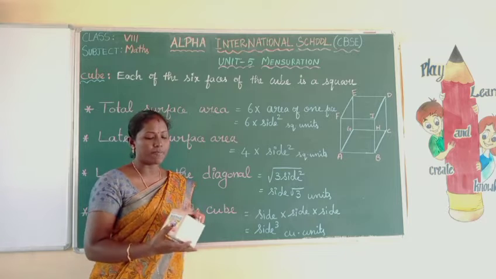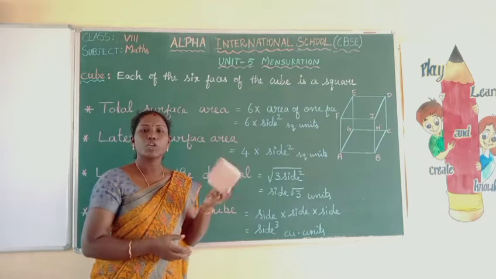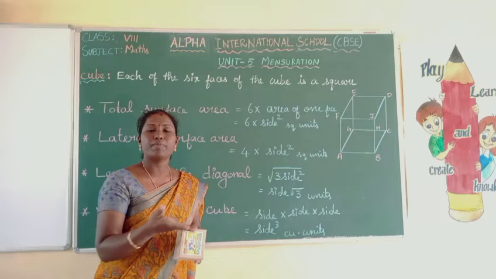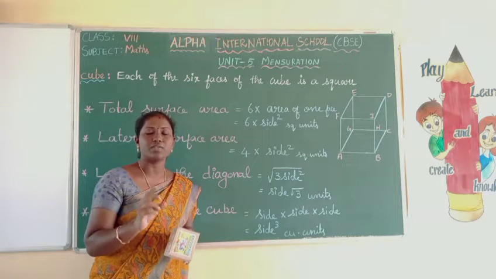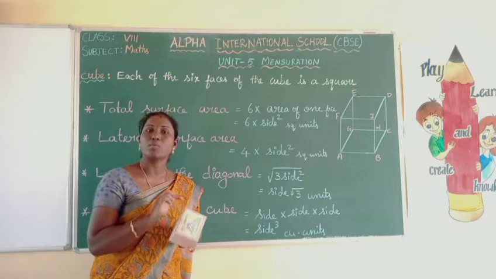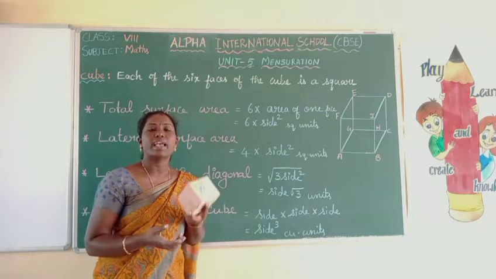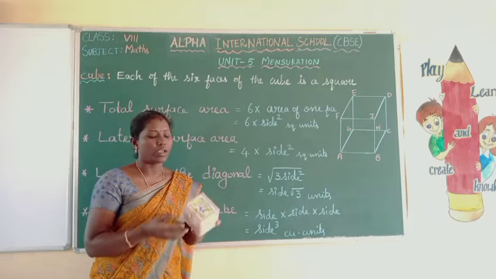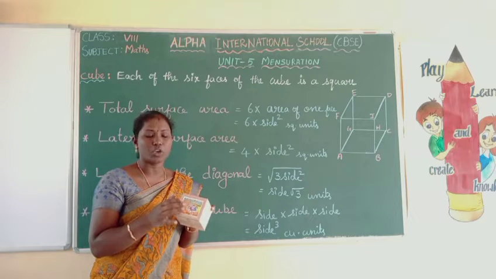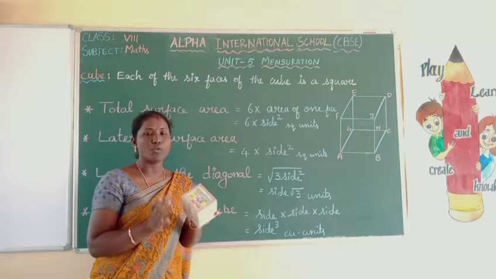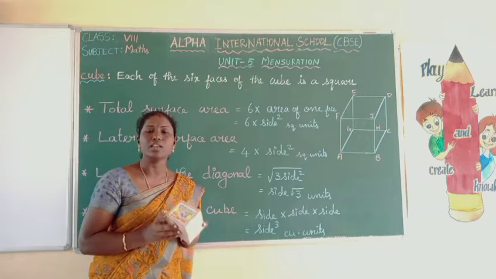For example, see here. This resembles the cube shape. A die, which we play with, is also in the cube shape. If you see, it has 6 faces, and the numbers are on the die. It is also an example for a cube. But how many faces does a cube have? 1, 2, 3, 4, 5, 6. 6 faces for the cube.